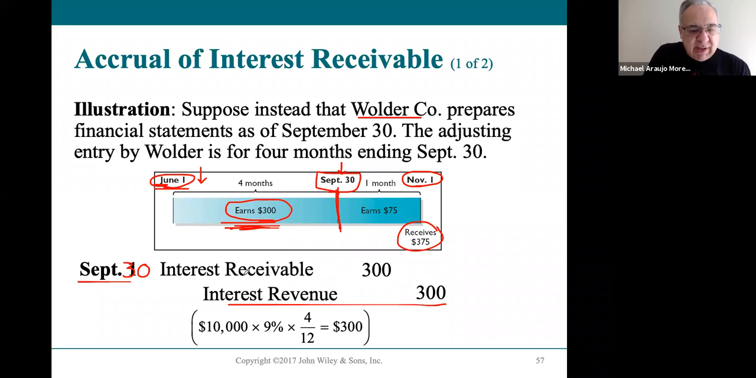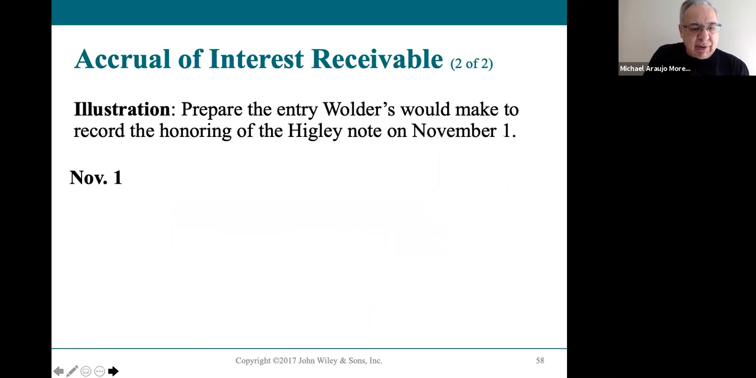But we're not going to receive it until the next fiscal period. So we debit interest receivable to show we're going to receive it later. We're going to credit interest revenue. And this is important because this is revenue that has to be recognized in that fiscal period. Okay. So what happens then if this is Wolder's fiscal year? What happens when they receive payment on November the 1st?